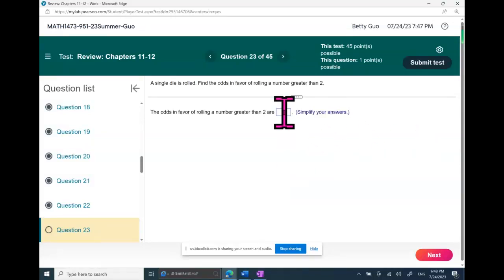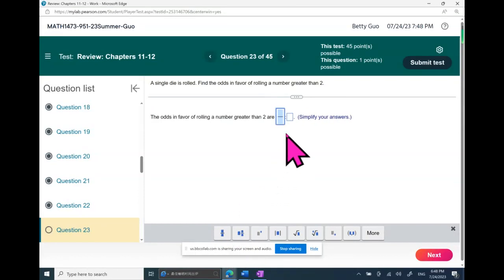So here, very clearly, they use the colon, right? First number to second number. The first number must be the probability of getting a number greater than 2. Okay, let's see what's the probability of getting a number greater than 2. So it's a die, so 6 outcomes in total. Among the 6 outcomes, how many of them are greater than 2? 3, 4, 5, 6. Yeah, 4 of them are greater than 2.